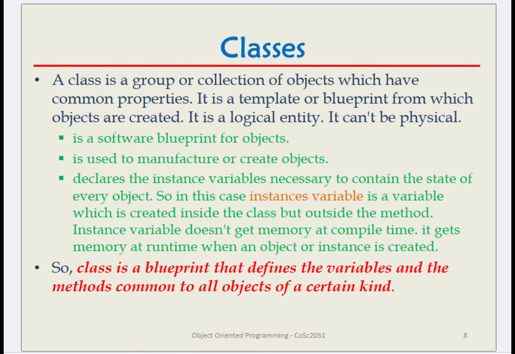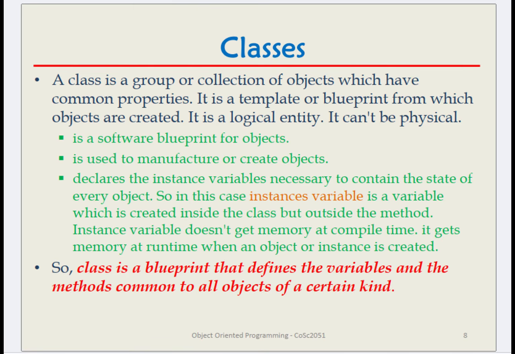Object-Oriented Programming, COSC 2051-7. Classes. A class is a group or collection of objects which have common properties. It is a template or blueprint from which objects are created. It is a logical entity. It can't be physical. It is a software blueprint for objects, and is used to manufacture or create objects.